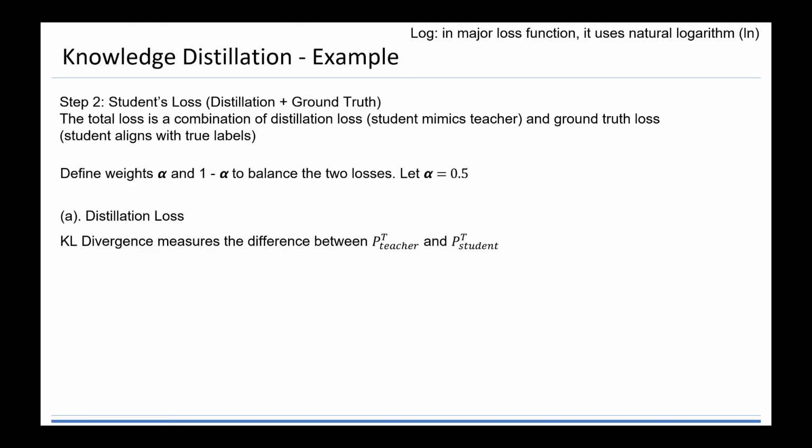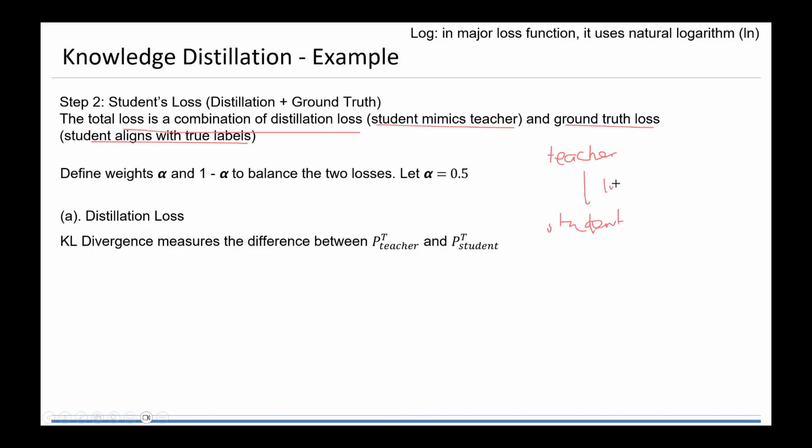We have the student loss. The student loss means we use the distillation and the ground truth. The total loss is a combination of the distillation loss, where the student mimics the teacher, and the ground truth loss, so the student aligns with the true labels. So if we have the teacher, we can create the student.